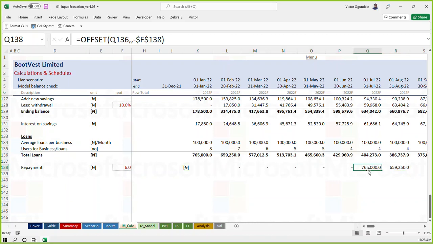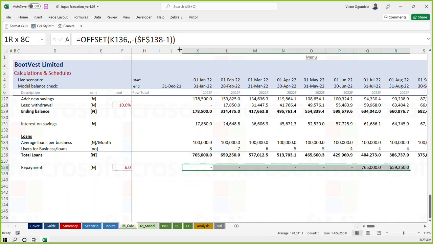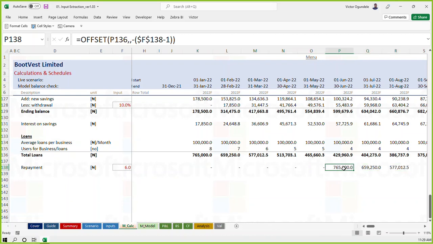So now, which means here should come in June and not July. So we need to subtract 1 from our period. So this is our period minus 1. Putting it in brackets, enter, drag it to the right, and we have this. So you can see definitely this is coming in our year, in our month 6.